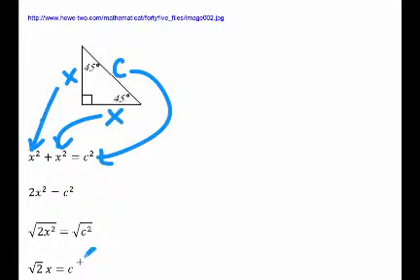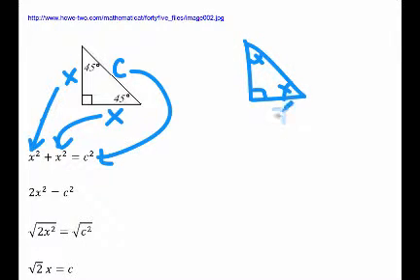We do end up with a pretty cool relationship here. We see that c is just whatever that side was times the square root of 2. So if I had a 45-45-90 triangle, I'll know that it's a 45-45 by saying that those two are the same. If I know that this side is 7, I also know that this side is 7 because they're the same, and this outside is 7 square root of 2.